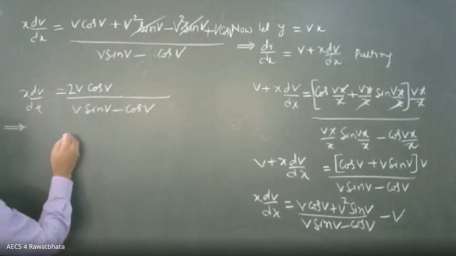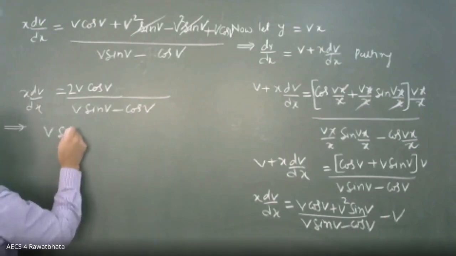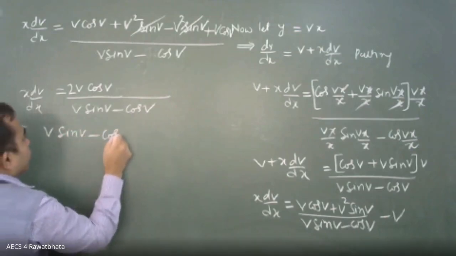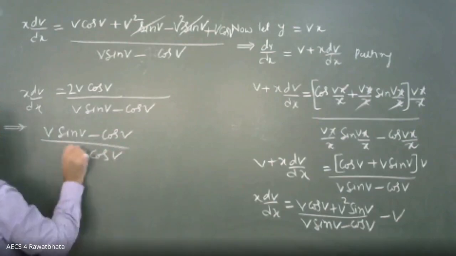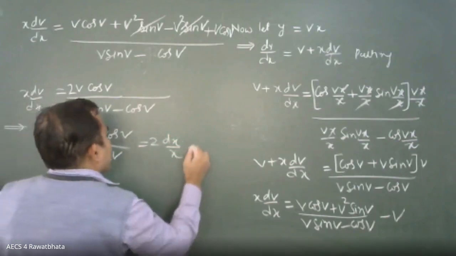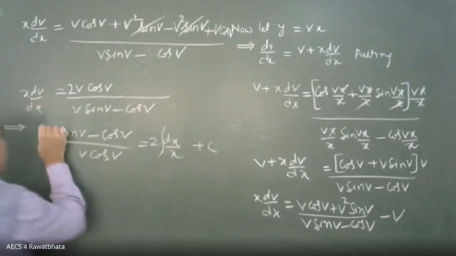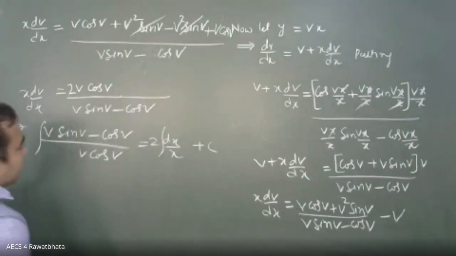And it becomes this whole entire term bringing in left side. So v sin v minus cos v whole upon 2v cos v, or better 2 I'm keeping on that side only, equal to 2 dx upon x. Now let us integrate both the sides. What should we do to integrate the left hand side? Any suggestion, students?